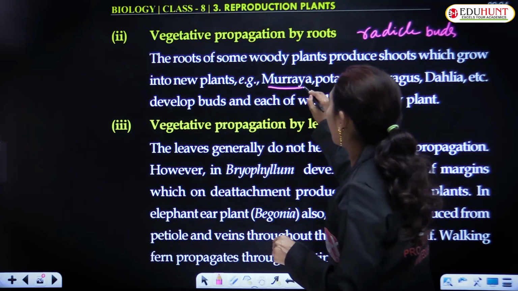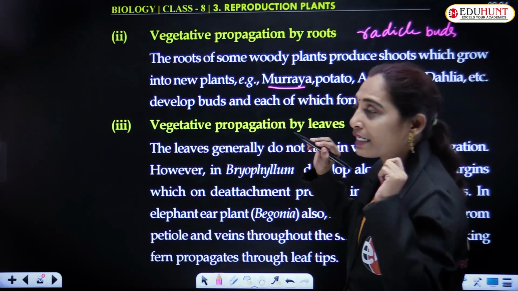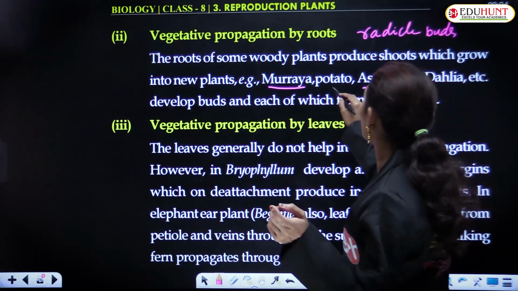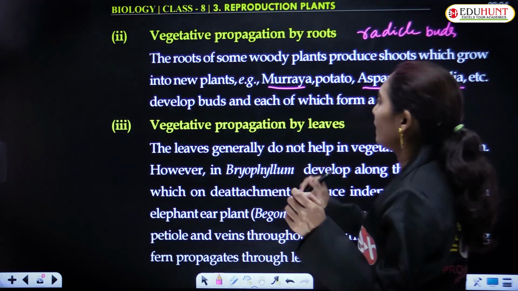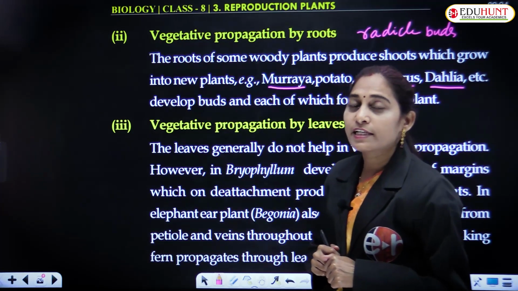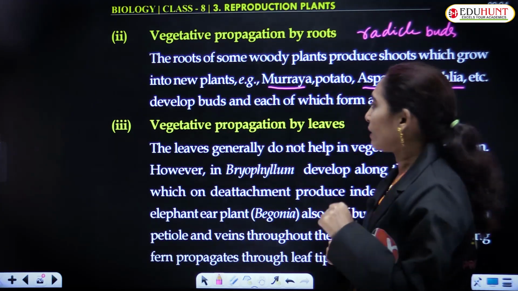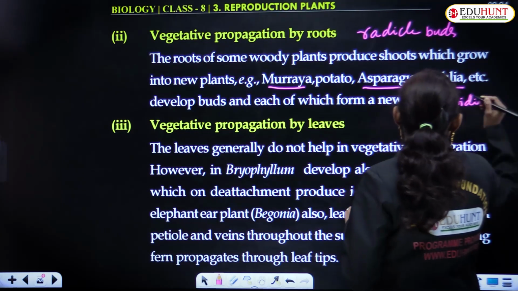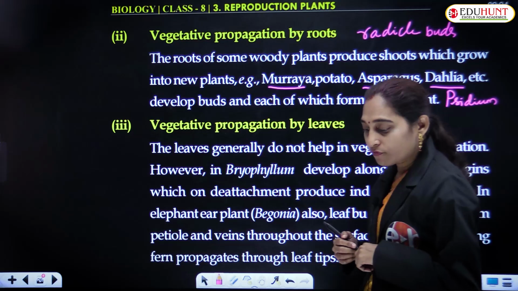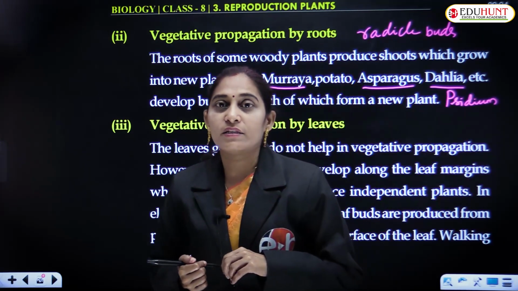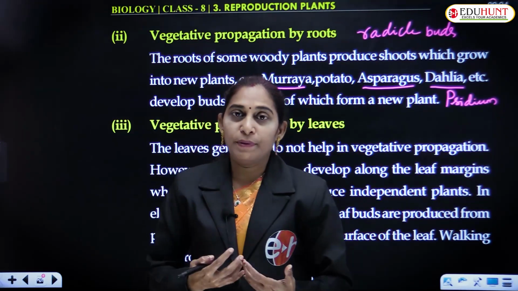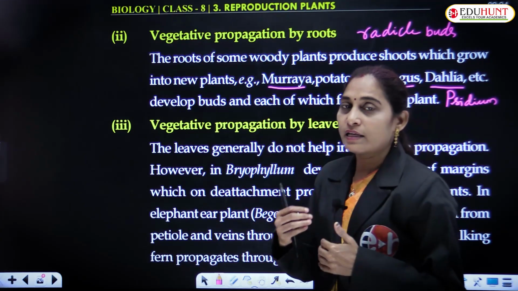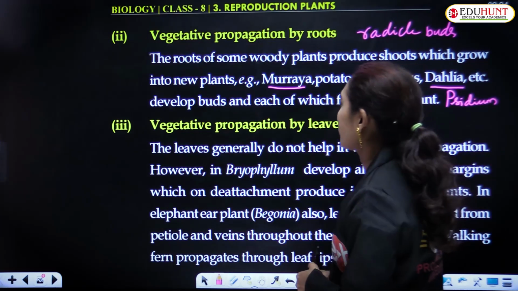Examples: Murraya, that is karivepaku, curry leaves, Murraya koenigii, even asparagus, potato, dahlia, and even Psidium, that is guava. All these are examples of root buds which help in vegetative propagation. They will give rise to new plants.